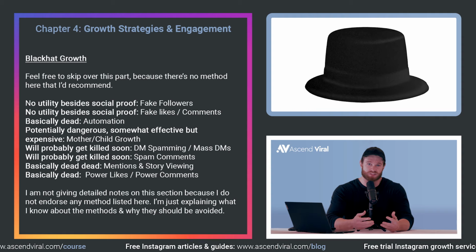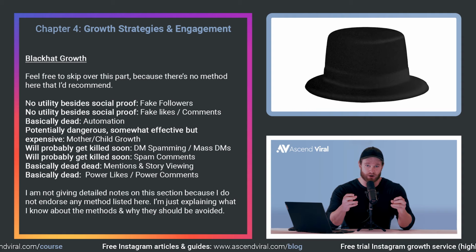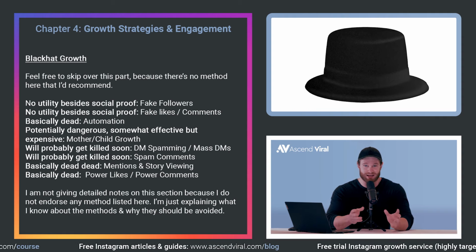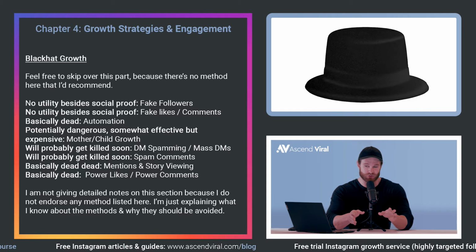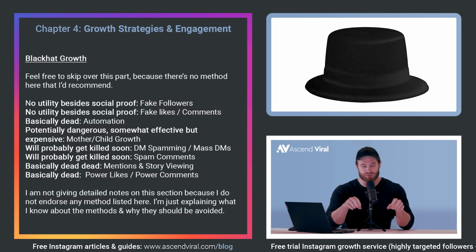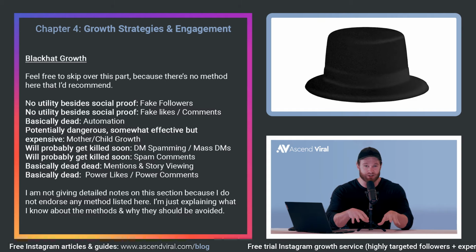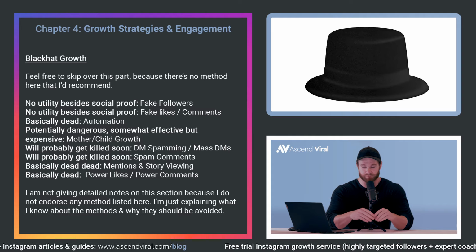And then the theory behind this is it's supposed to be the white hat growth for the main account because the main account isn't technically doing the spam. It's the smaller accounts or the child accounts that are doing the spam.